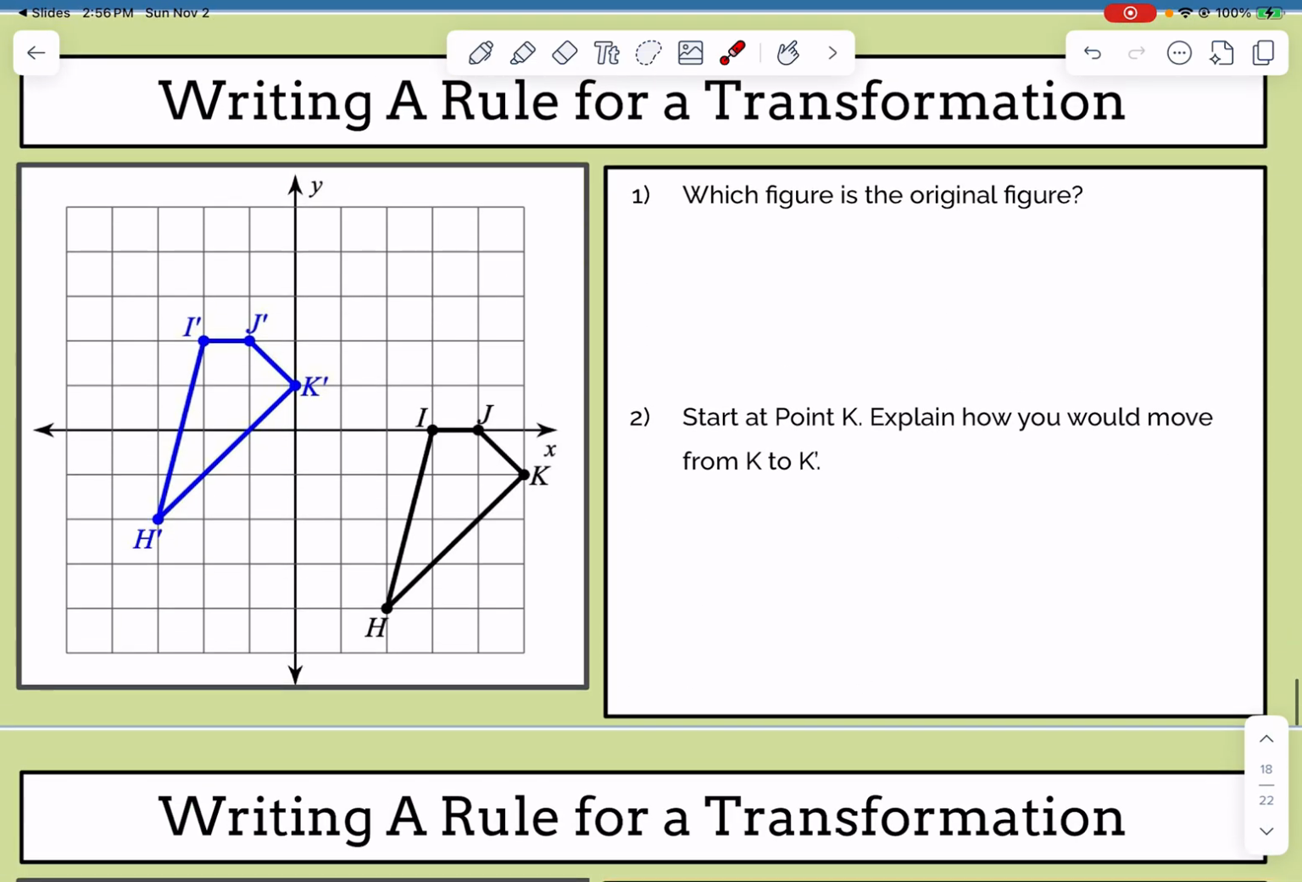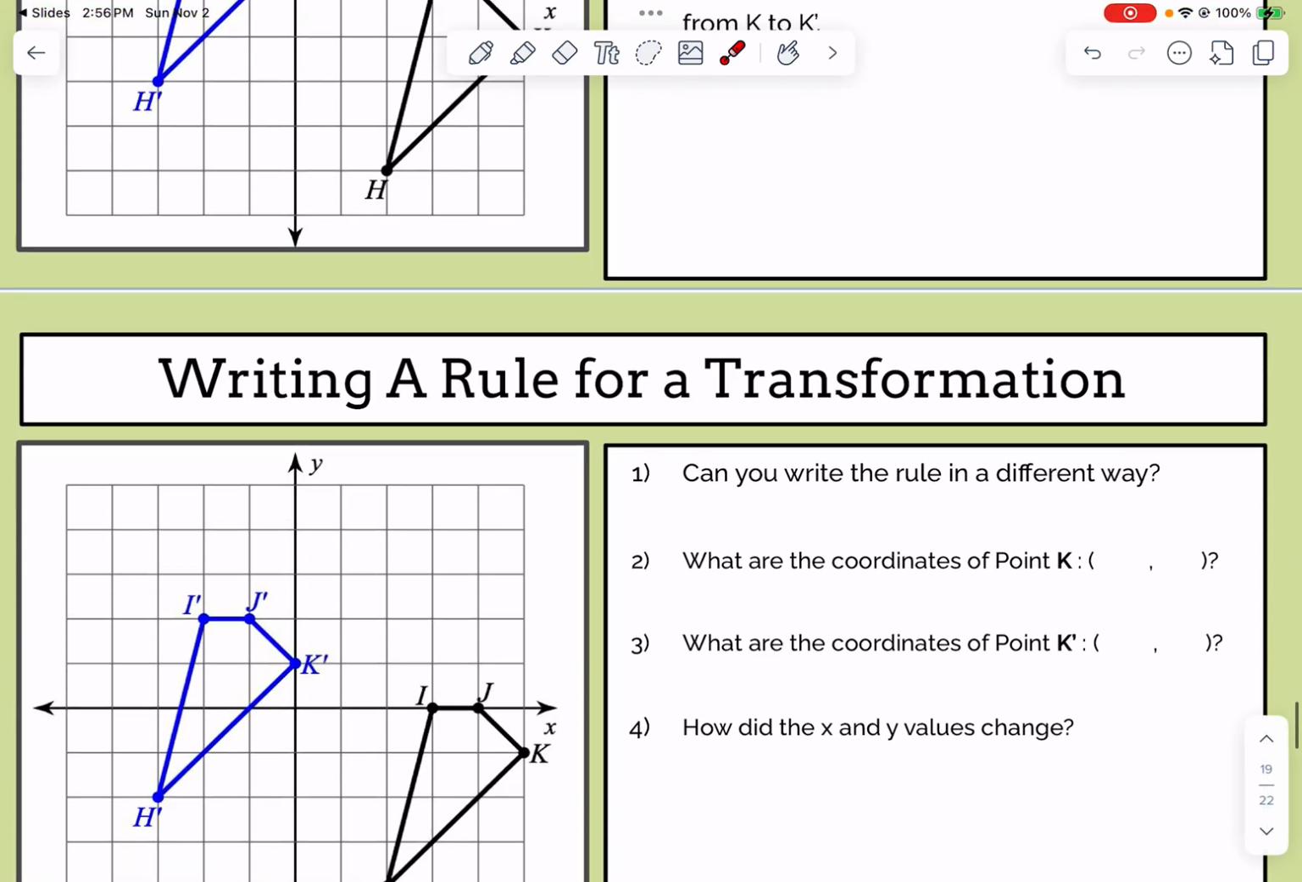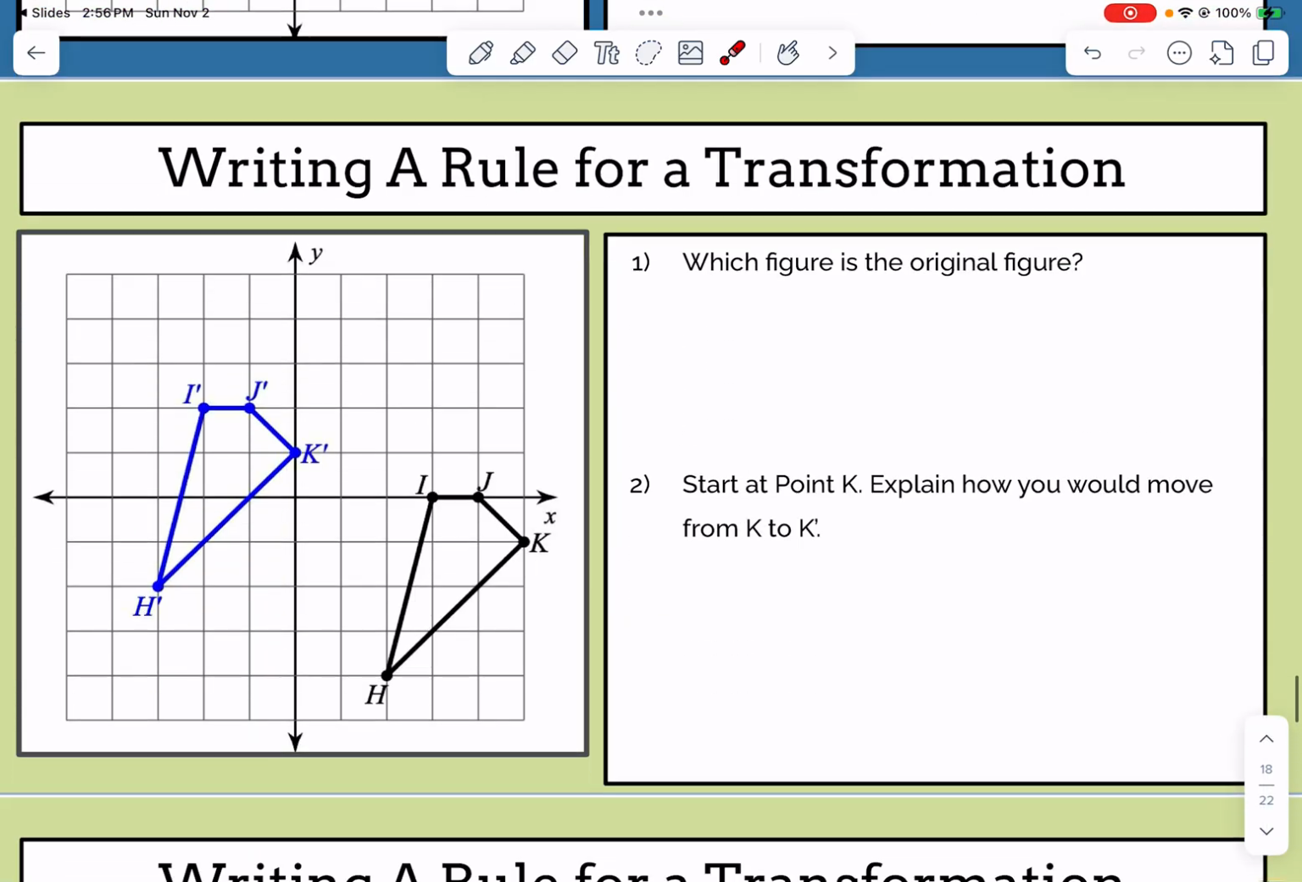Okay, you should pause here and try these 2 slides and unpause when you're ready to see the answers.